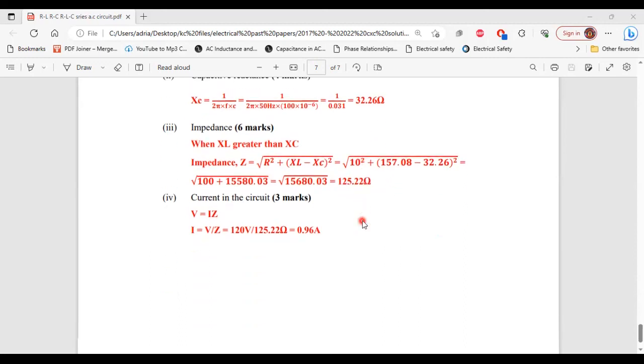So let's move on to part 4 now. It says to calculate the current in the circuit. Based on this formula here, V is equal to I times Z, we can get the formula to calculate the current. I is equal to V divided by Z. That is 120 volts divided by 125.22 ohm. That will give us 0.96 ampere. And that's it for this question. And that's it for these past paper questions as they relate to single phase series AC circuits.